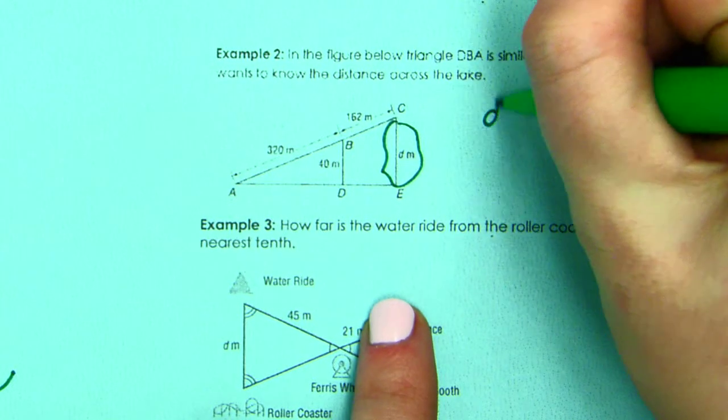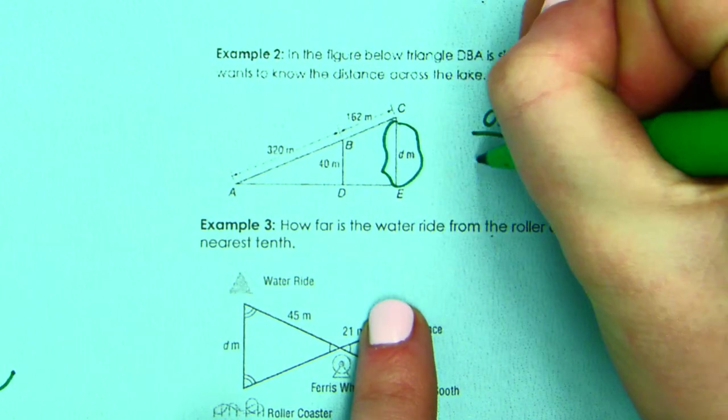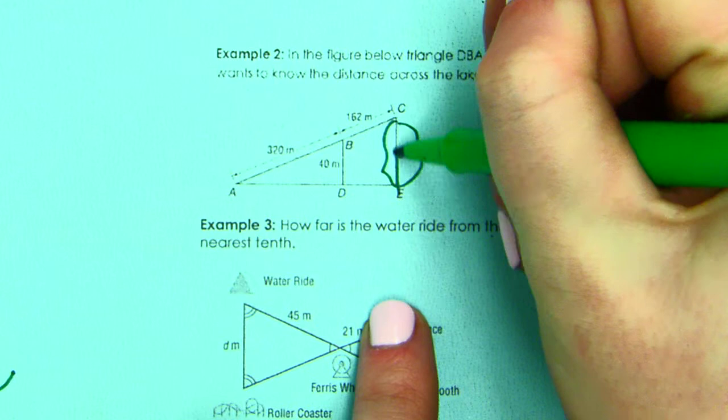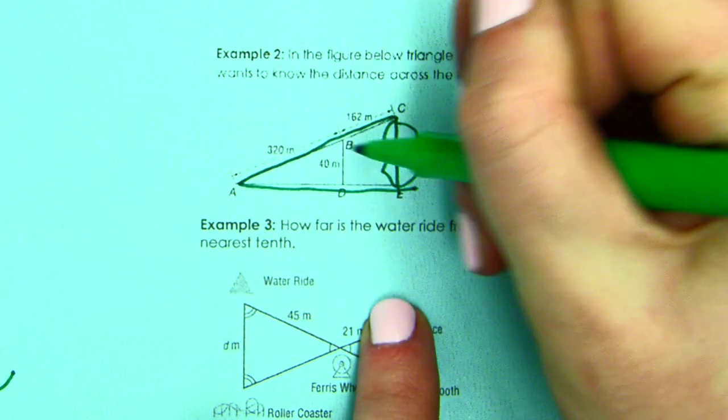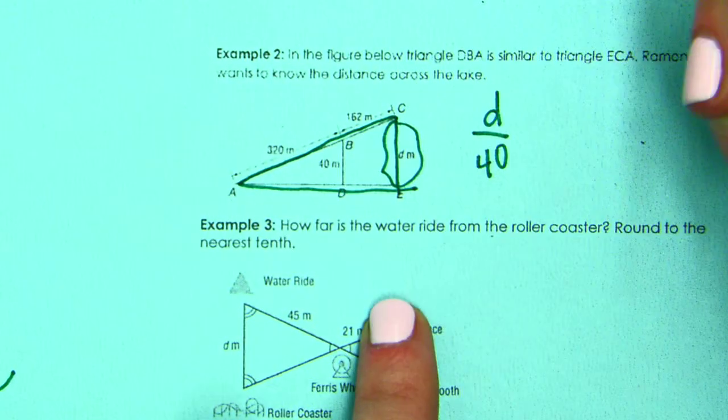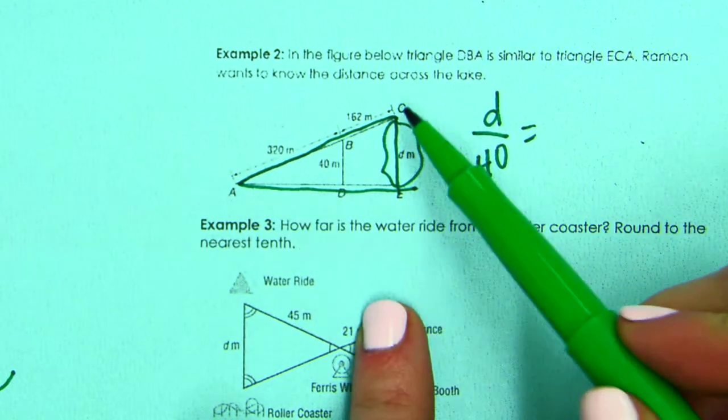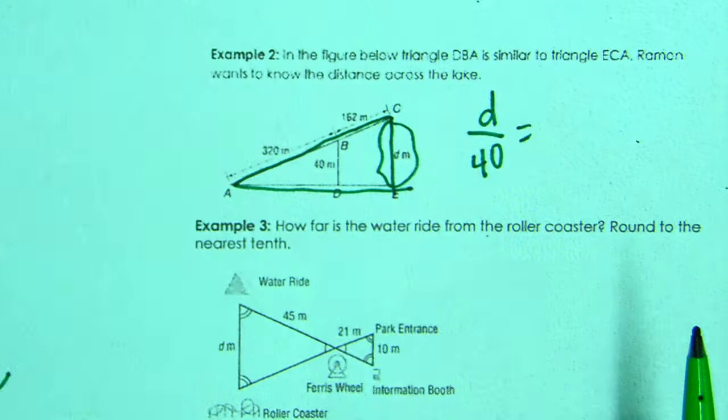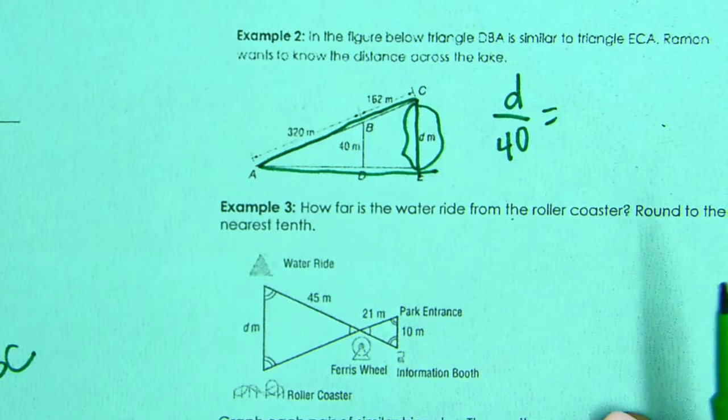So I'm going to put D on top because it's on the big triangle. It corresponds with 40 on the little triangle. So the big triangle is this. The little triangle is this small one here. And then the hypotenuse of the big triangle is going to be 320 plus 162.